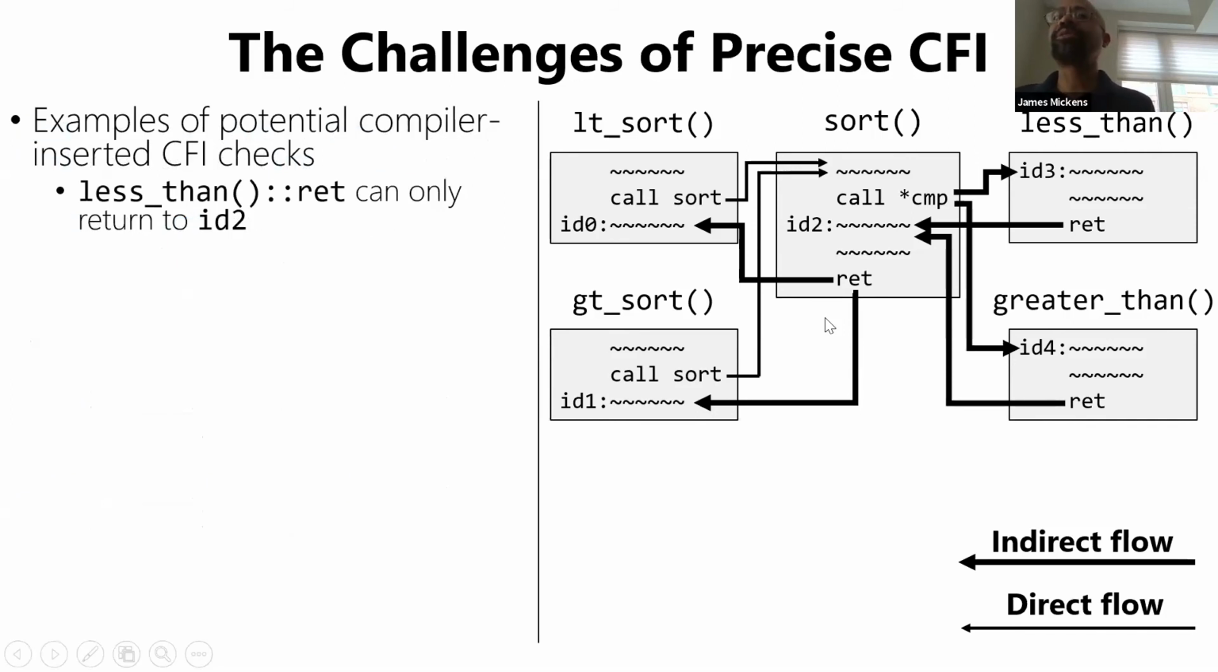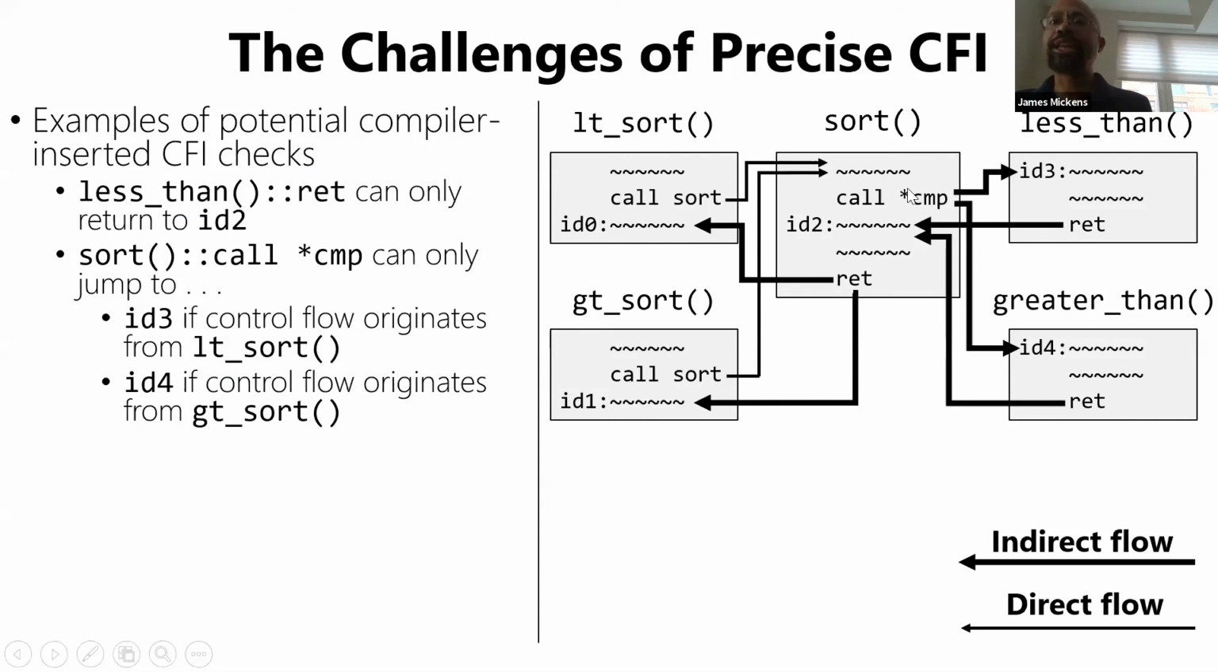So what are some examples of potential compiler inserted CFI checks that might be generated? If we look at the less than ret, this is what I was just describing. This ret instruction here should only return to the instruction at ID 2, the instruction right after the call indirect through the function argument to sort. If we look at the call to the comp thing here, this call can go to one of two places. It can either go to less than or greater than.